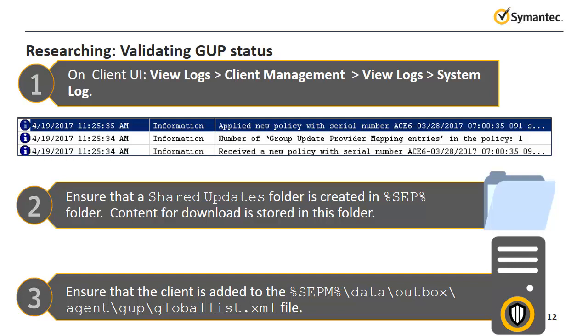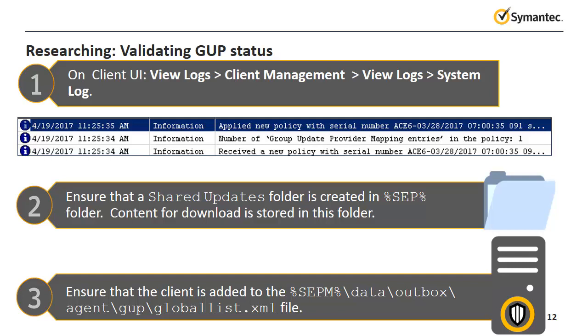After reviewing the GUP configuration in the LiveUpdate settings policy, validate the GUP status. On the client designated as a GUP, view the system log to ensure that it received policy updates. You can also review this on the SEPM in the client activity logs.